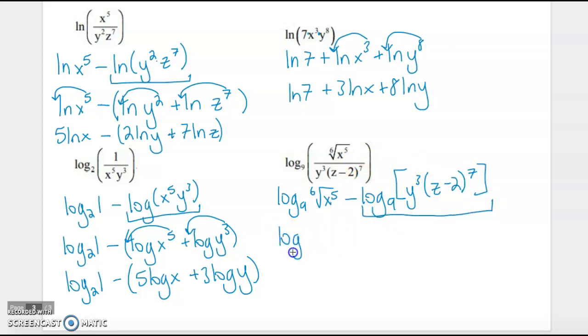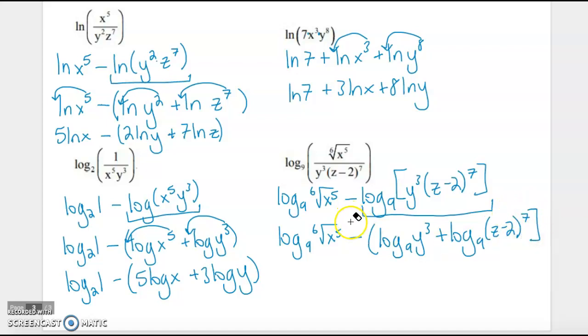So log base 9 of the 6th root of x to the 5th minus parentheses log base 9 of y cubed plus, because this was multiplication technically, log base 9 of z minus 2 to the 7th. This z minus 2 to the 7th is gross because you can't do anything with subtraction inside of a logarithm, so it just stays that way. All right, and then it looks like I got some exponents I can bring down. Exponent here, exponent here, there we go.